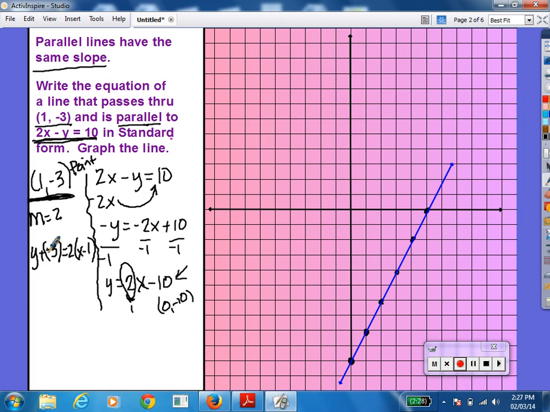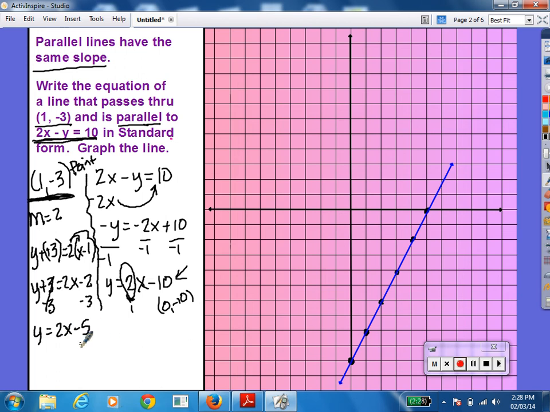We've got a double negative to manage and some distribution. So we got y plus 3 equals 2x minus 2. And we've got to write it in standard form. But let's put it in slope-intercept so we can graph it real quick. So we'll move the 3 over here. It's got to go over there for standard form anyways. And that gives us y equals 2x minus 5. It's ready for us to graph now.